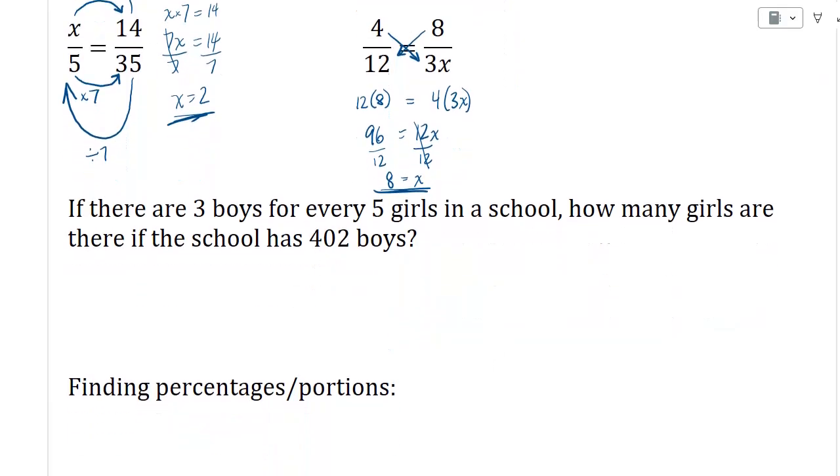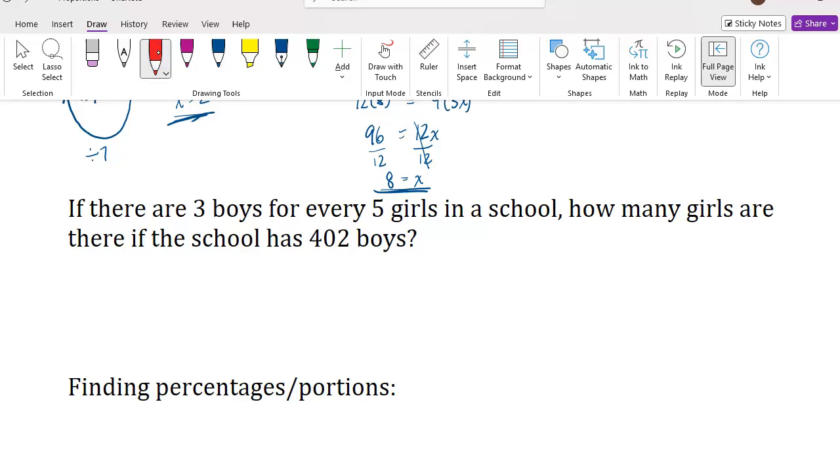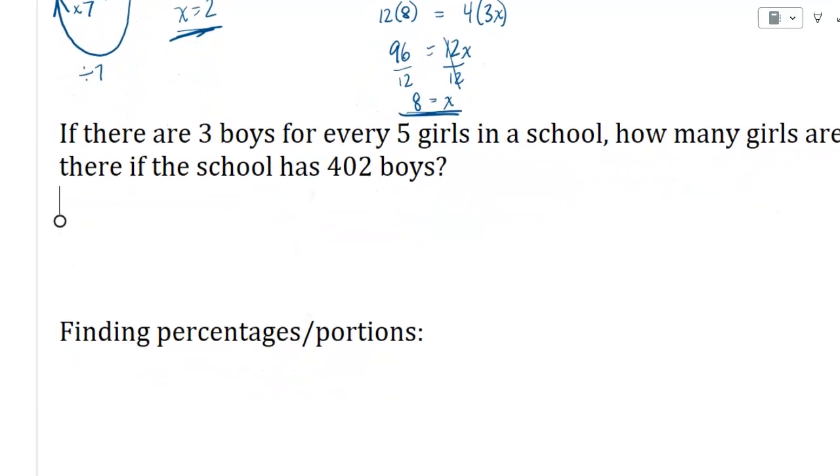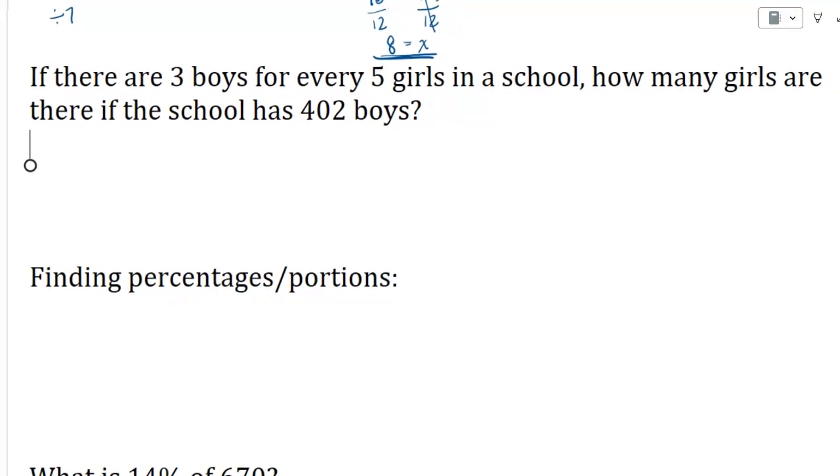Okay, a word problem. I'm going to change my color up a little bit. All right, if there are 3 boys for every 5 girls in a school, how many girls are there if the school has 402 boys? I don't really care the method that you're going to use to solve this one, but this is just an example of assigning variables. This is an example of being able to set up a problem. So we want to set up a proportion to be able to help us solve this.